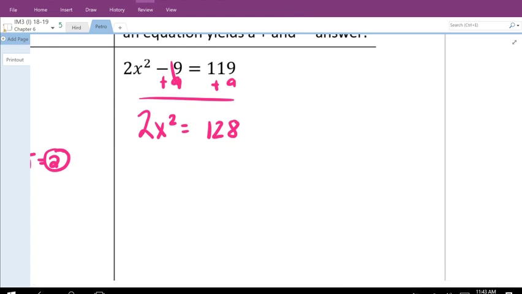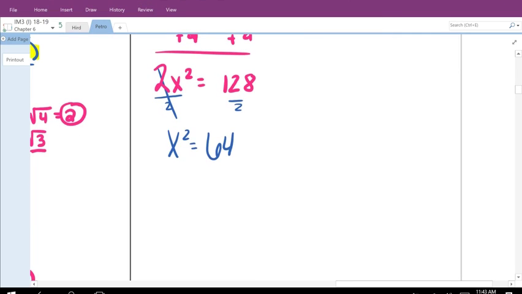What do I do to both sides next? Divide by 2. Very good. And I get x squared equals something. Good. Very last and final step, you guys. We're good at this in chapter 4. How do I get rid of squared? Yeah, the square root. That's awesome. So I take the square root of both sides. That goes away. And I'm left with x equals what? Square root of 64. 8.